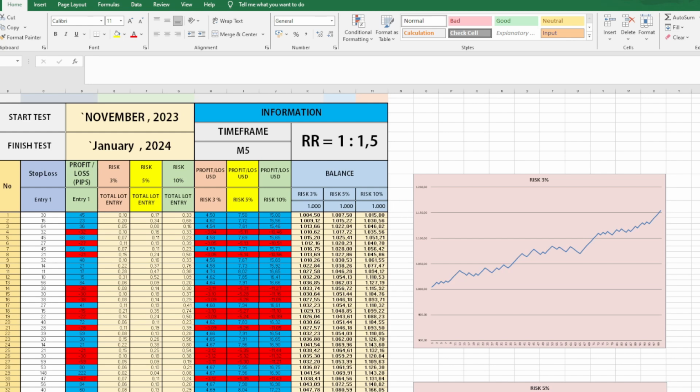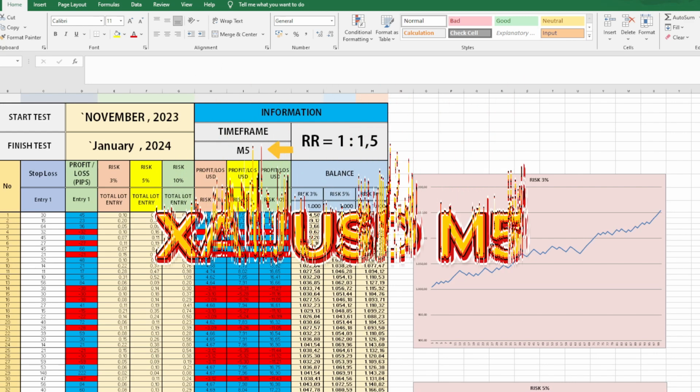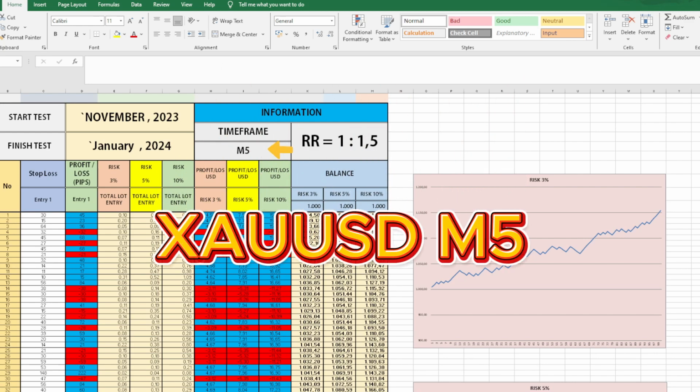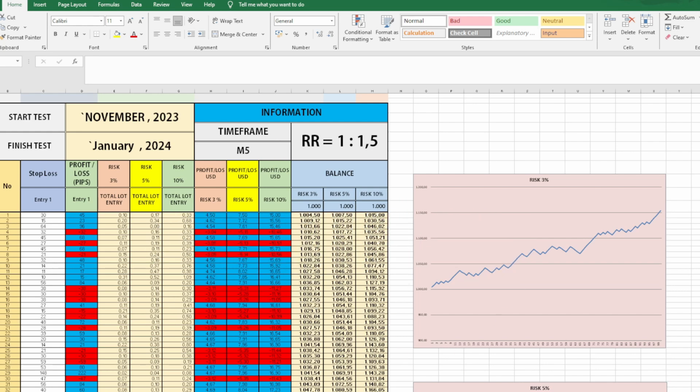2. The backtesting for this M5 scalping strategy on gold was conducted between November 2023 and January 2024. 3. This scalping backtesting uses the gold pair on the M5 timeframe, or XAU/USD M5. 4. The scalping trading strategy employs a risk and reward ratio of 1 to 1.5.